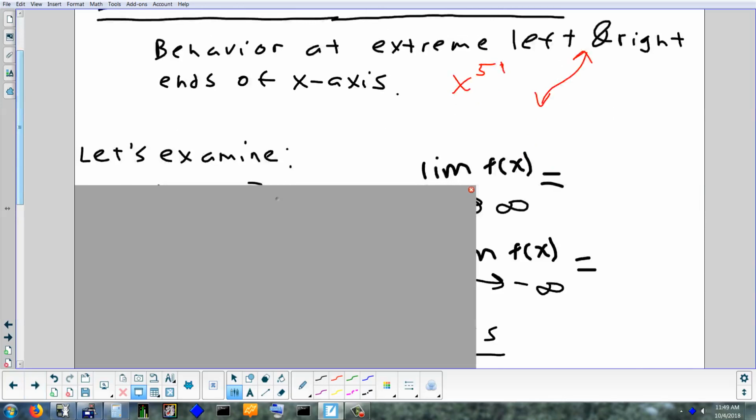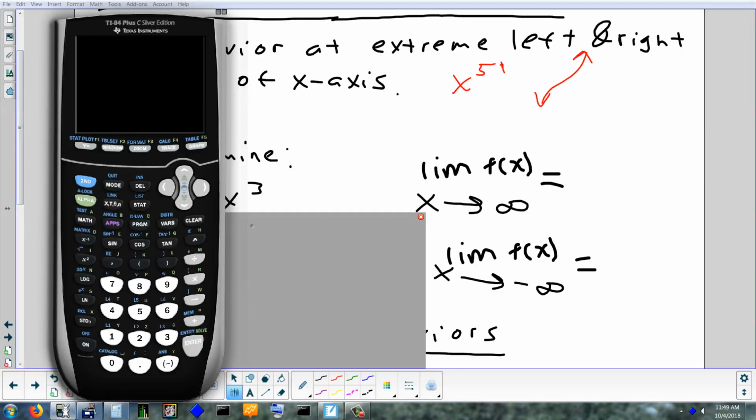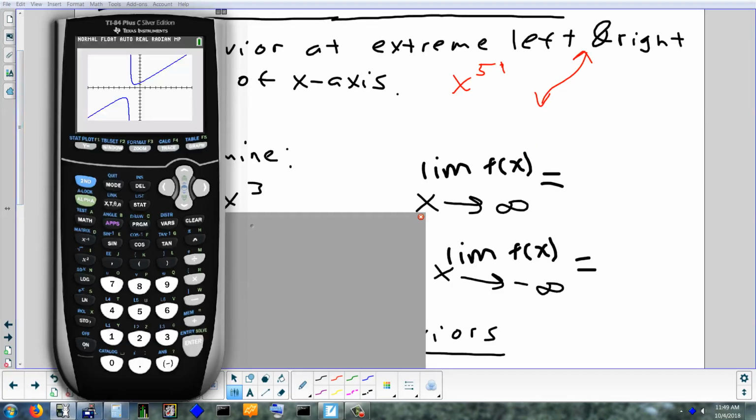Okay, so let's look at this one. y equals x cubed. So let's graph it, and then I'll explain how we describe the end behavior. So here's the graph of y equals x cubed.